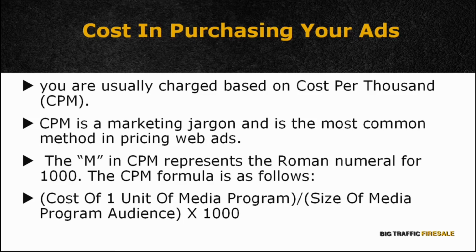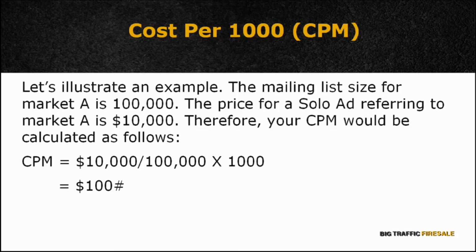The CPM formula is as follows: cost of 1 unit of media program divided by size of media program audience times 1,000. Let's illustrate an example. The mailing list size for Market A is 100,000. The price for a solo ad referring to Market A is $10,000. Therefore, your CPM would be calculated as follows. CPM equals $10,000 divided by 100,000 times 1,000, which equals $100. This means it'll cost you $100 to reach 1,000 audience in Market A.